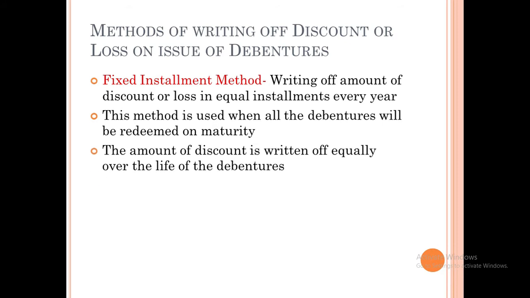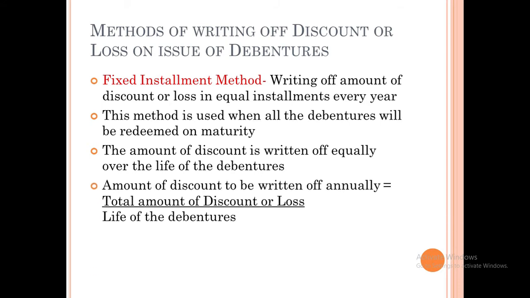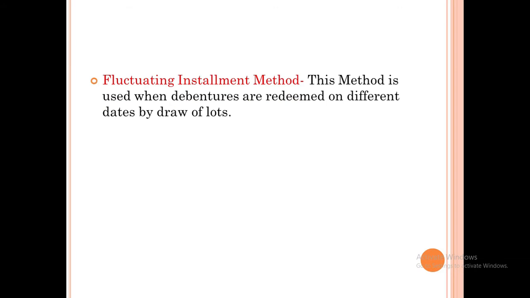The amount of discount is written off equally over the life of the debentures. बराबर बराबर हर साल write off हो जाएगा. So the amount is calculated by this formula. The amount of discount to be written off is equal to total amount of discount or loss divided by the life of the debentures. Right? Okay.